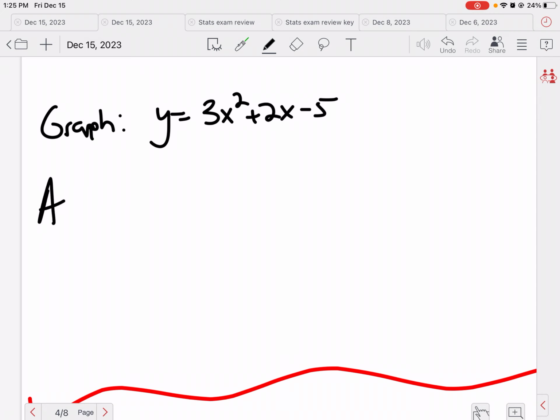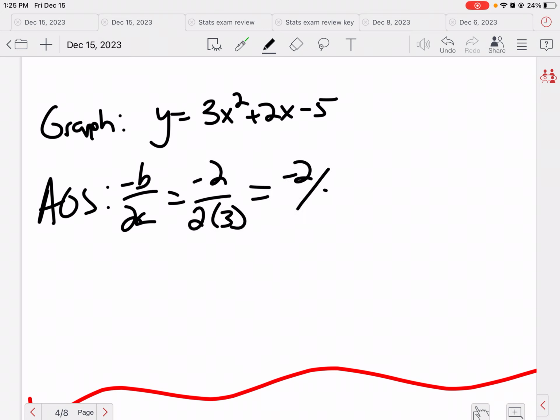Again, I'm going to find my axis of symmetry. So my negative b over 2a, my b in this case is 2, my a is 3. So I'm going to have negative 2 over 6, which is equal to negative 1/3. Not a super pretty number, but we can do it.